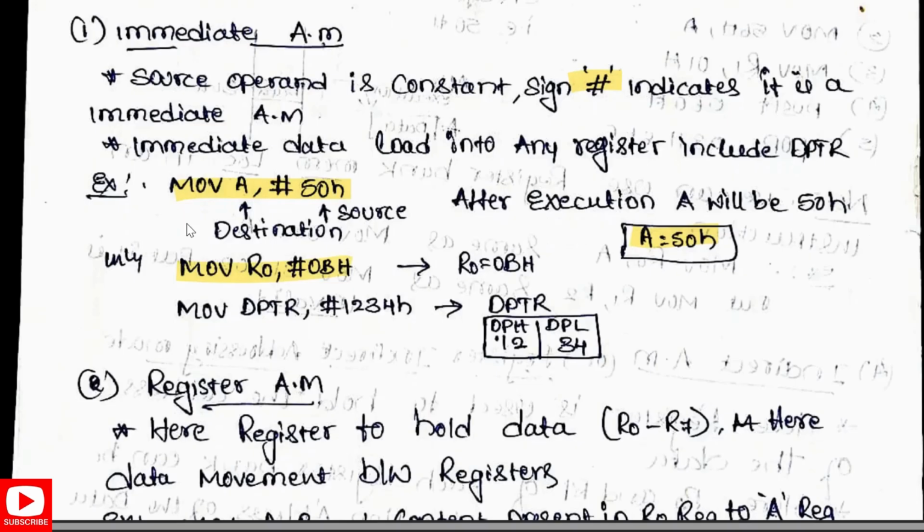Similarly, for the DPTR also you can store, for example, #1234H. So 12 gets stored in the DPH and 34 gets stored in the DPL. This was about the immediate addressing mode. Next is register addressing mode.